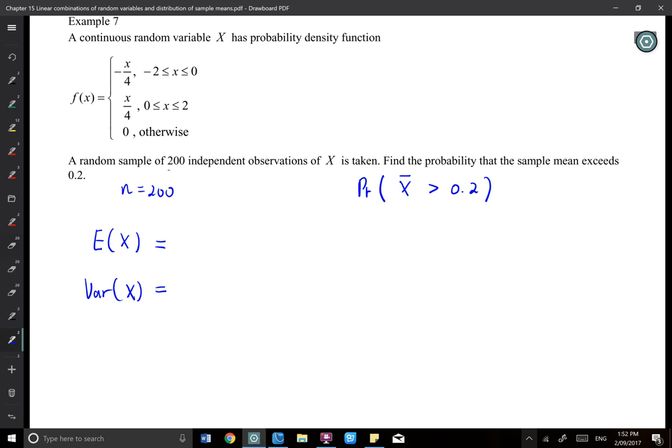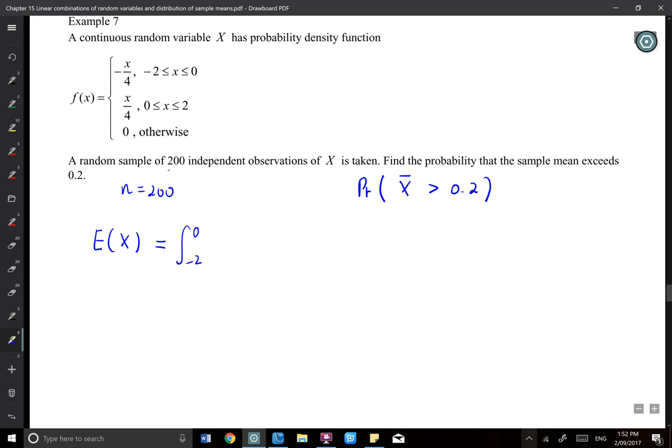I forgot, but is it... The area underneath is the probability. The area under the curve is probability. It's x times f(x), an integral for that. Okay? So expected x will be the integral between negative 2 and 0, because it's a hybrid function.